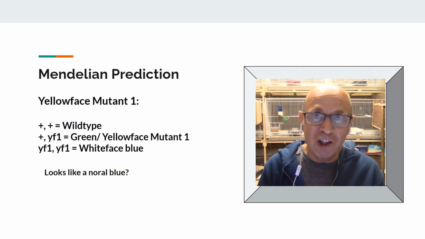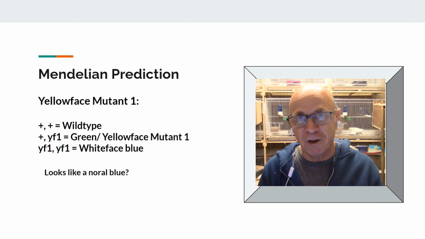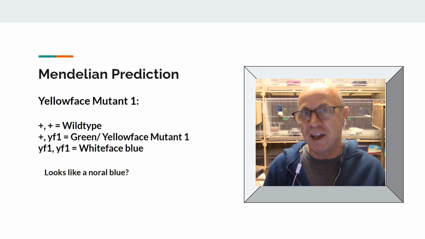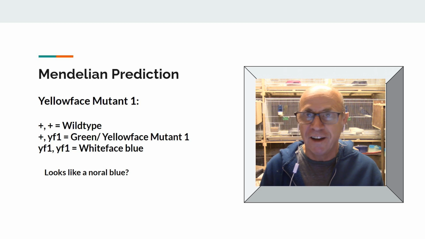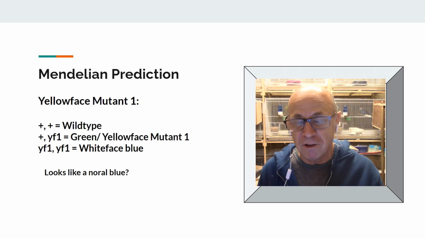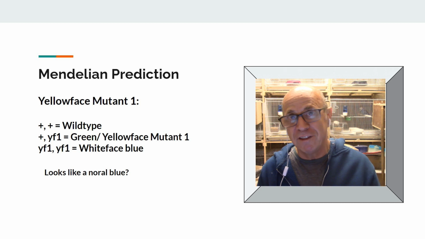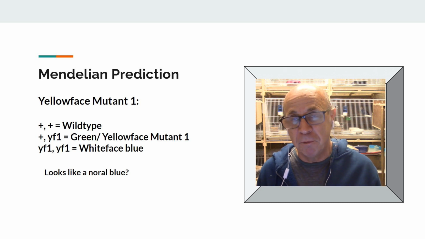I think this gives us some indication about what's going on here. And I think in the book, in my pamphlet or book around this, I talk about when is a yellowface not a yellowface. And in this case, if the mutation produces, in effect, a normal blue, if it looks like a blue, then why is it not a blue?